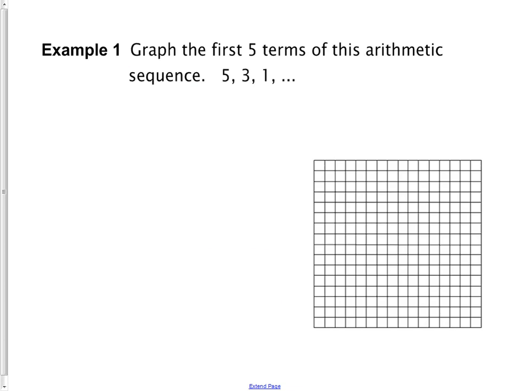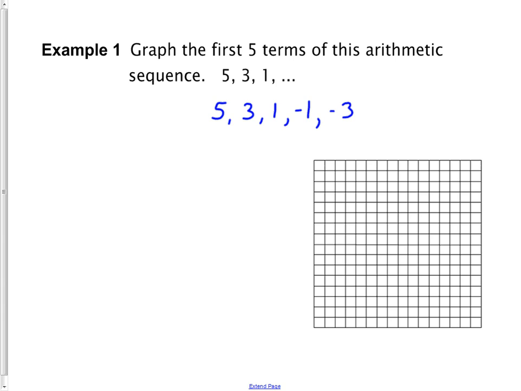If we look at the sequence here that is an arithmetic sequence, we want to plot the first 5 terms of the arithmetic sequence. In plotting the first 5 terms, the first thing we need to do is get the next 2 terms. So I have 5, I have 3, I have 1. Looks like I'm subtracting 2 from the previous number. So negative 1, negative 3. Those are the first 5 terms of my sequence.